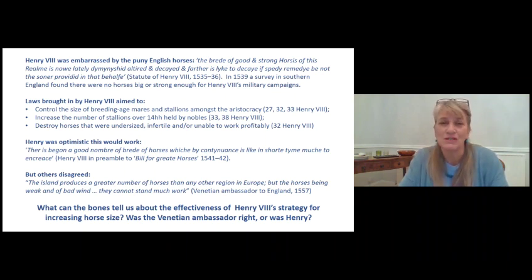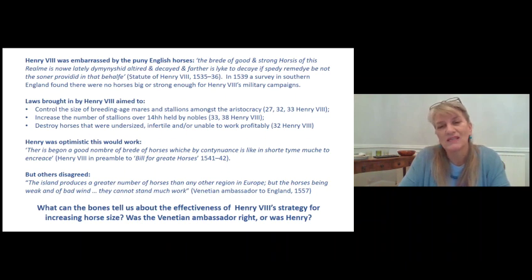And the laws he brought in were quite dramatic. He wanted to control the size of breeding age mares amongst the aristocracy. He wanted to increase the number of stallions over 14 hands, the bigger animals held by the nobles. And he actually wanted to destroy horses that were too small. So he was really trying to selectively breed to get bigger horses.